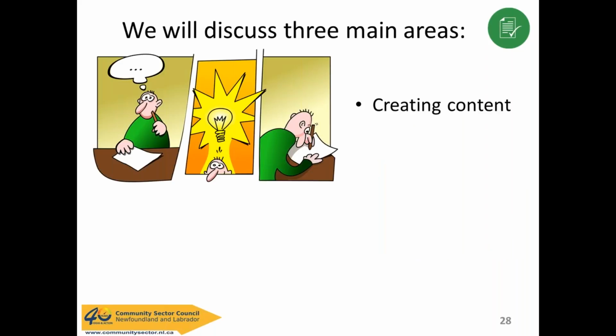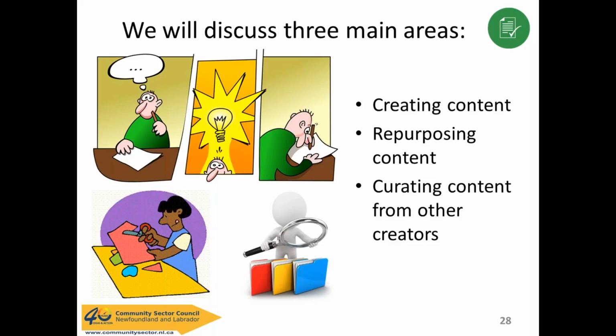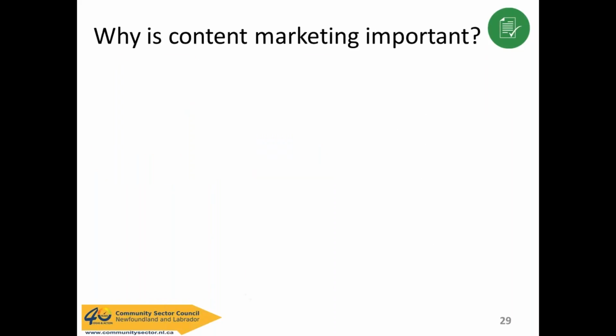So we're going to discuss three main areas of content marketing. One is creating content, brainstorming and thinking of things that you can publish. There's also repurposing content, so taking content that you have already put on your social media platforms and turning it into something new or molding it so that it better fits another platform or another use. And curating content from other creators that you can put on your platforms with credit to them.